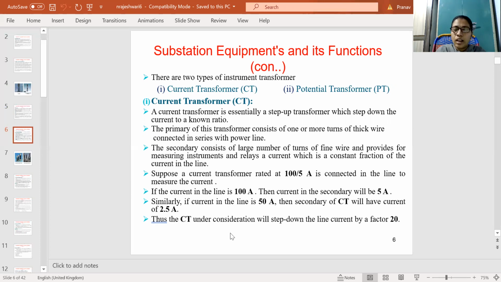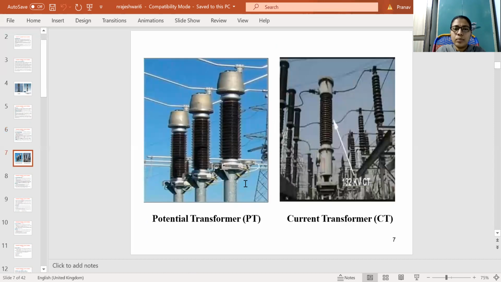So the CT under consideration steps down the line current by a factor of 20. The value is reduced, or stepped down, from primary to secondary. Coming to the potential transformers, this is the potential transformer, and this is the current transformer, a 132 kV CT.